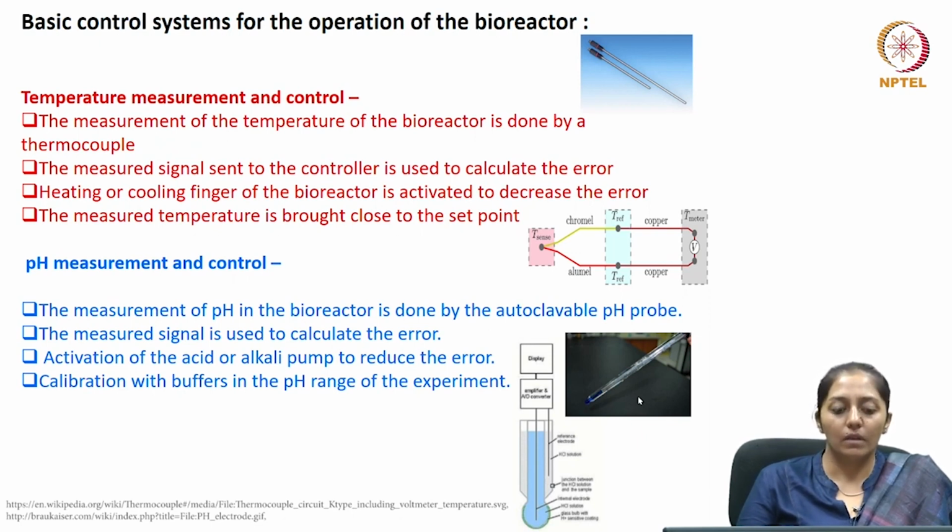Similarly, pH measurement and control. Again, for pH measurement, we have a pH probe. These are generally glass body probes. If you can see the picture on the slide, the bottom surface of the glass bulb is selectively permeable to hydrogen ions, and the potential difference created between the reference electrode and the set electrode is directly measured as the pH of the broth. Again, for pH control, the measured signal is used to calculate the error. The activation of the acid or base pump is then carried out automatically to reduce this error. The pH probe requires calibration regularly with acid and alkali.